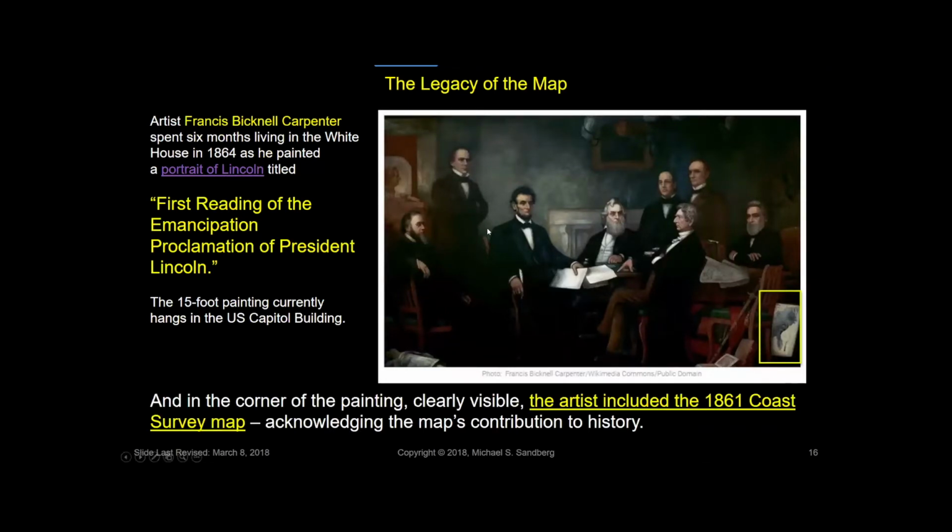Now, if ever you get a chance to see it, you're going to want to look in the lower right corner, because what Carpenter did very subtly is put a copy of the 1861 survey map right in the painting behind a chair, acknowledging the map's contribution to history, as well as, in this case, a data visualization or a map visualization, how it significantly helped Abraham Lincoln and the Union win the Civil War and abolish slavery in the United States.